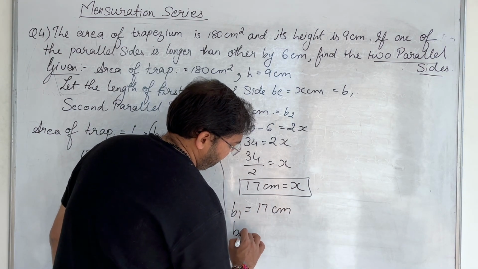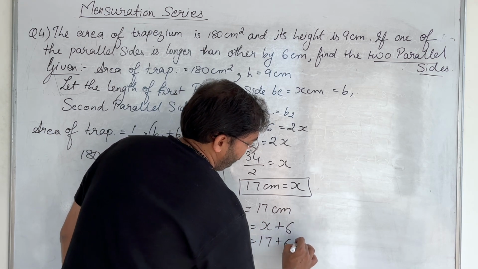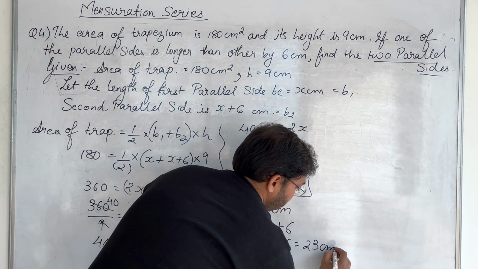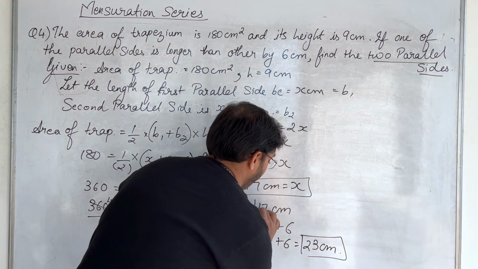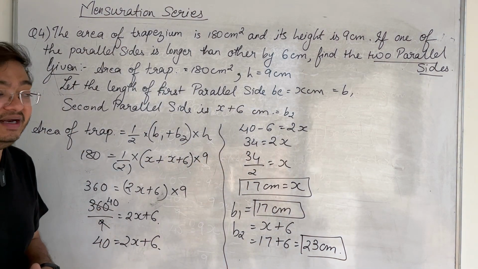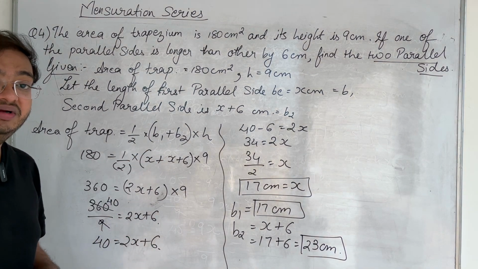Now coming towards our B2, we know that it is x plus 6, that means 17 plus 6, which is equal to 23 centimeter. So this is the whole step of how you can find B1 and B2, that means the two parallel sides, from this type of comparison questions.